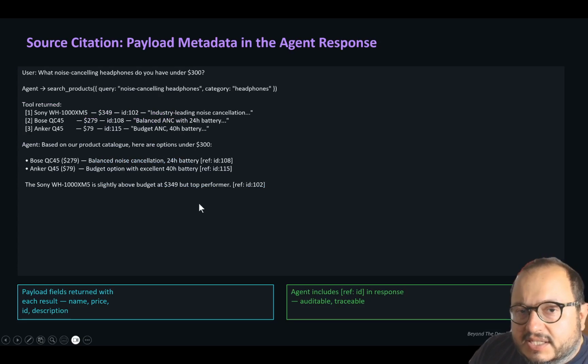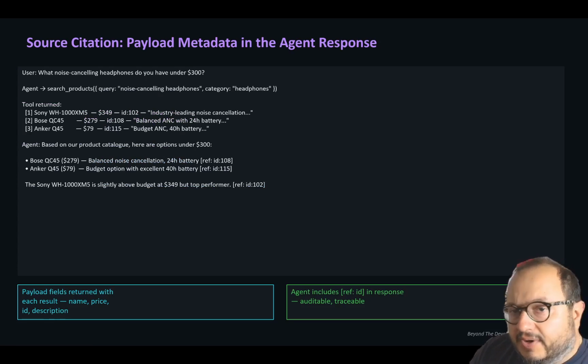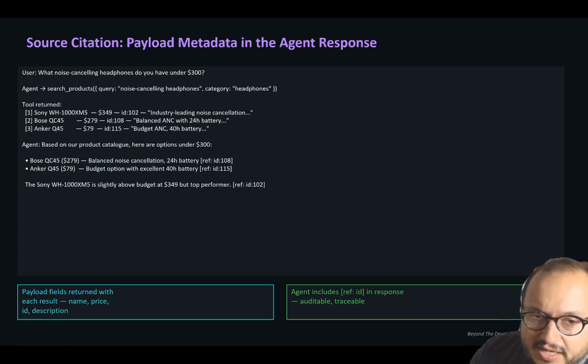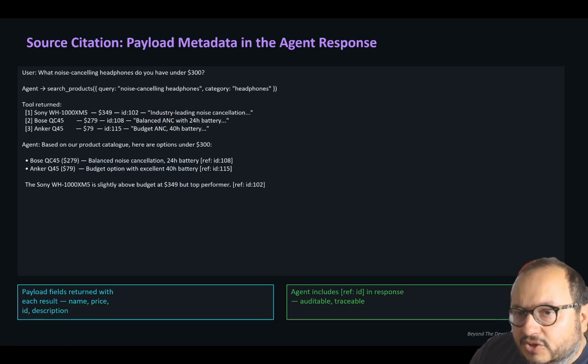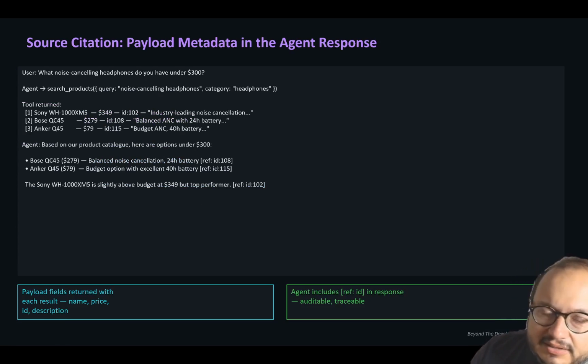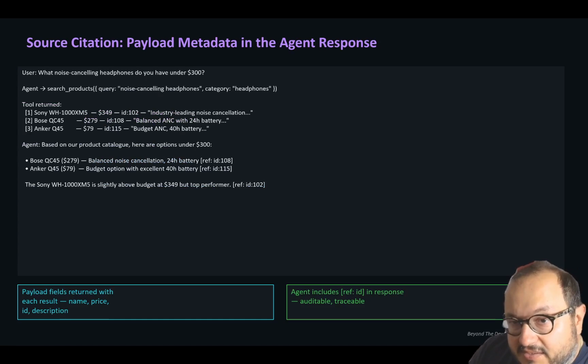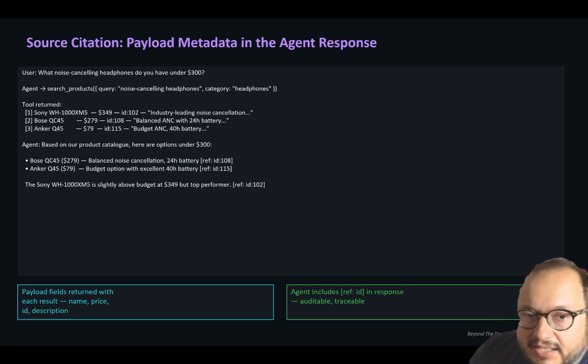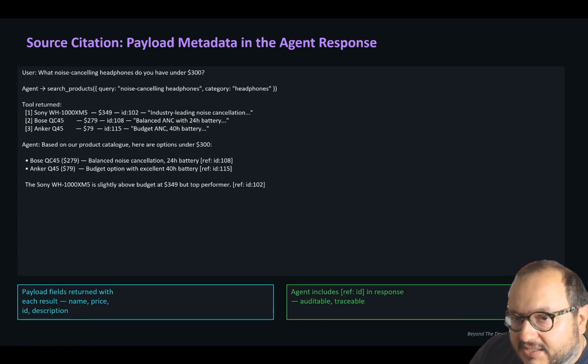Source citation is not a separate feature you configure. It's an emergent behavior of the system prompt and the tool output structure. Here is how it works. The agent calls search products with the query noise cancelling headphones under $300. The tool returns 5 results, each with an ID field. I include in the system prompt a single instruction: when citing products from a knowledge base, include the product ID in square brackets as a reference.